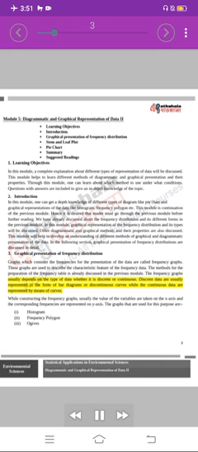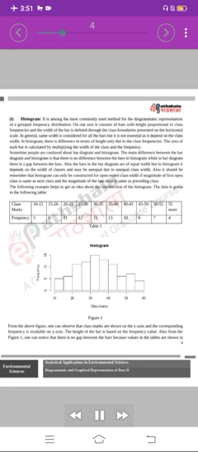Discrete data are usually represented in the form of bar diagrams or discontinuous curves, while continuous data are represented by means of curves. While constructing the frequency graphs, usually the values of the variable are taken on the x-axis and the corresponding frequencies are represented on the y-axis. The graphs that are used for this purpose are: one, histogram; two, frequency polygon; three, ogives.